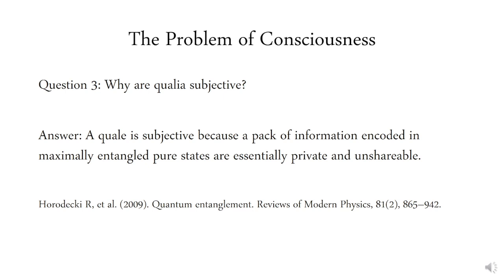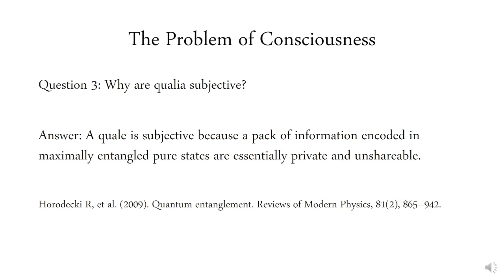This is the third question. Why are qualia subjective? The answer is that a quali is subjective because a pack of information encoded in maximally entangled pure states are essentially private and unshareable. I think that the subjective aspect of consciousness is its most difficult aspect to explain.